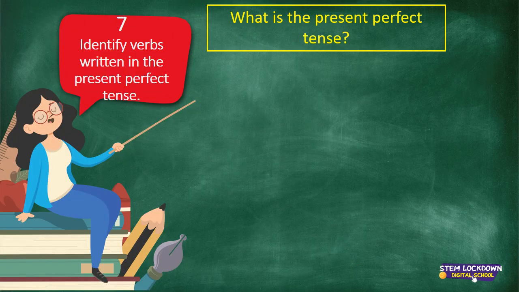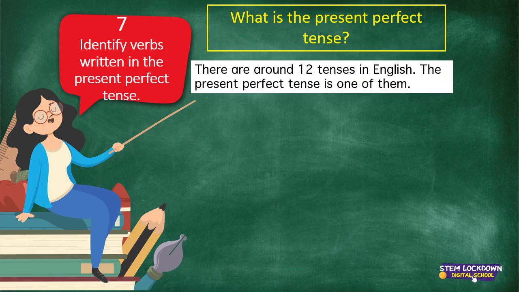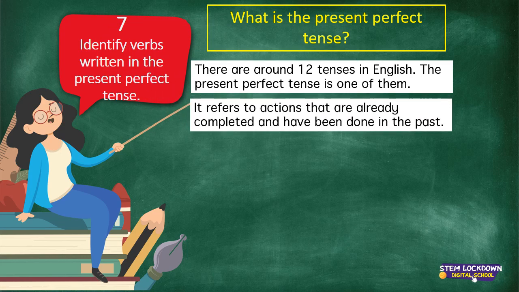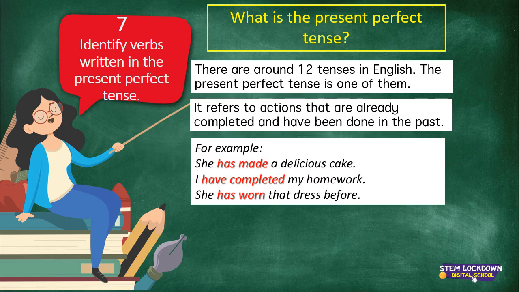Let's move on to the present perfect tense. There are around 12 tenses in English, and the present perfect tense is one of them. We've done this one before. So do you remember it? It refers to actions that are already completed and have been done in the past. For example, she has made a delicious cake. She's already done it. I have completed my homework. She has worn that dress before.